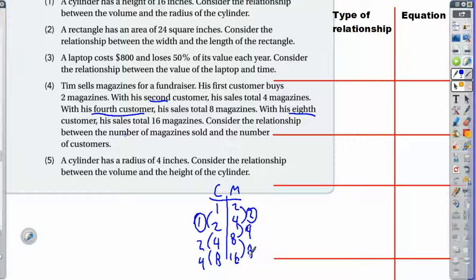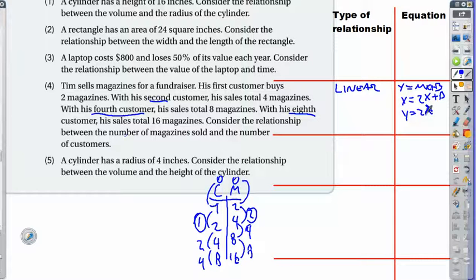And if I'm adding 2 every time, that means it's a linear relationship in the form of y equals mx plus b. So y is equal to my slope of 2x plus b. In this case, if I work backwards, at 0 customers, I'll have 0 magazines. So y is equal to 2x, and that's it.